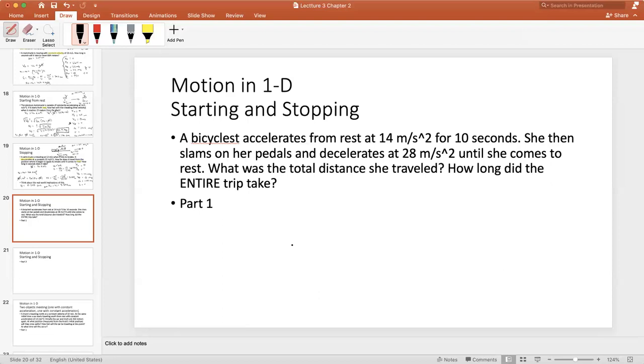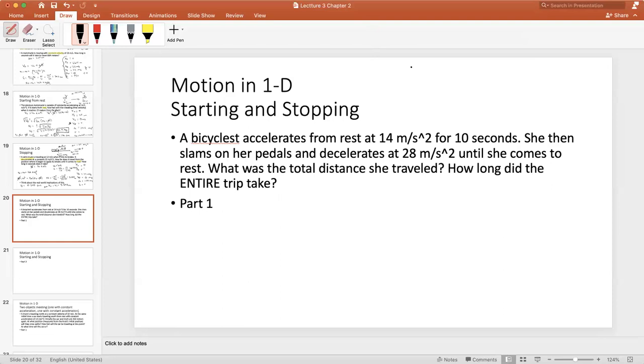Here we have a bicyclist. She accelerates from rest, constant acceleration from rest of 14 meters per second squared for 10 seconds. She then slams on her pedals, meaning she brakes, and decelerates at 28 meters per second squared until she comes to rest. What was the total distance she traveled, and how long did the entire trip take?